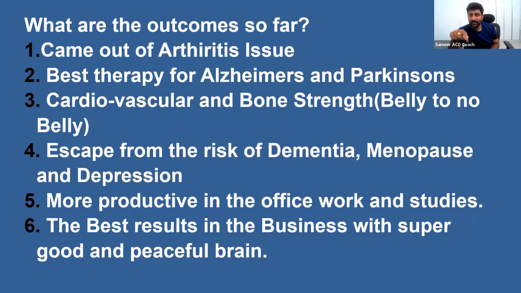And escape the risk of dementia. Dementia is the disease where, as our age increases, memory power decreases. So you can escape that risk. Menopause, as I mentioned yesterday, and depression, especially kids who are the most affected by depression, how they are coming out of depression because of dance. And employees are more productive in office work, kids in their studies, and businessmen and women are getting the best results with a super good and peaceful brain.